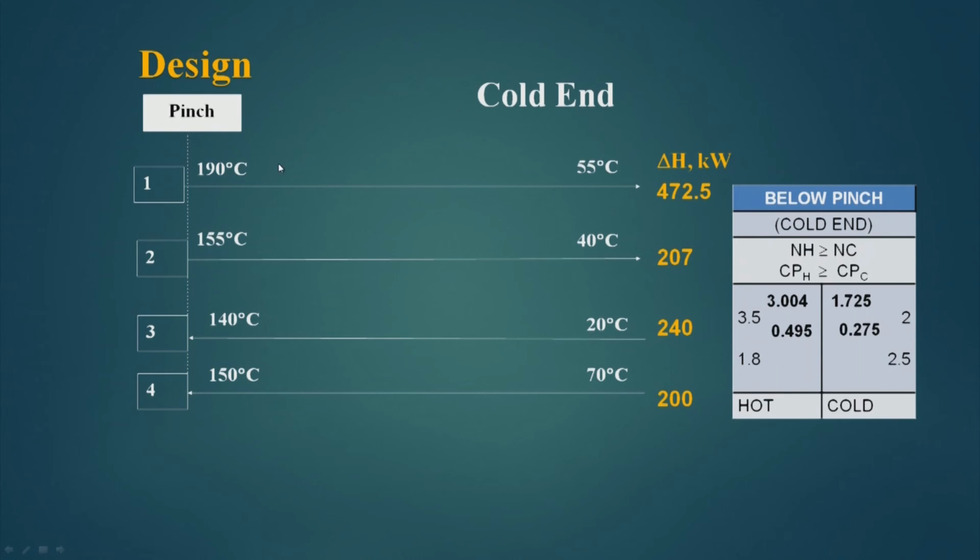So, here we will be designing below pinch, below process pinch area, and that is why it will be a cold end. And if it is cold end, then in my CP table the rules will be for cold end design. Here we see that NH and NC both are 2 and 2 streams, but it is not solving our purpose, that is why we will have to split a stream.